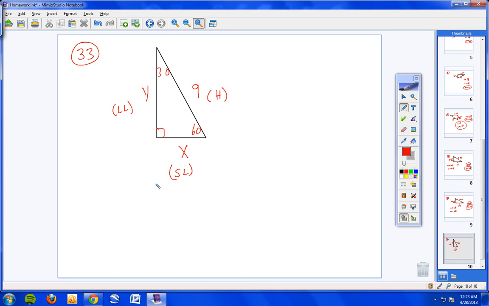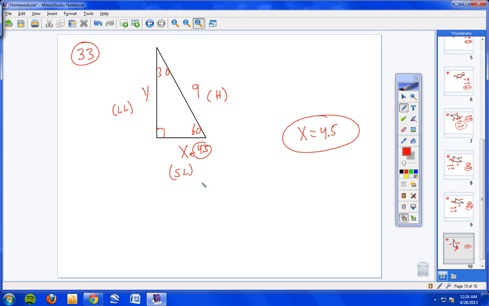So very quickly, I can find the shorter leg. If the hypotenuse is 9, it's always twice as big as the shorter leg. So cut 9 in half, and you'll get 4.5. So 4.5 is what x equals, the shorter leg, 4.5.